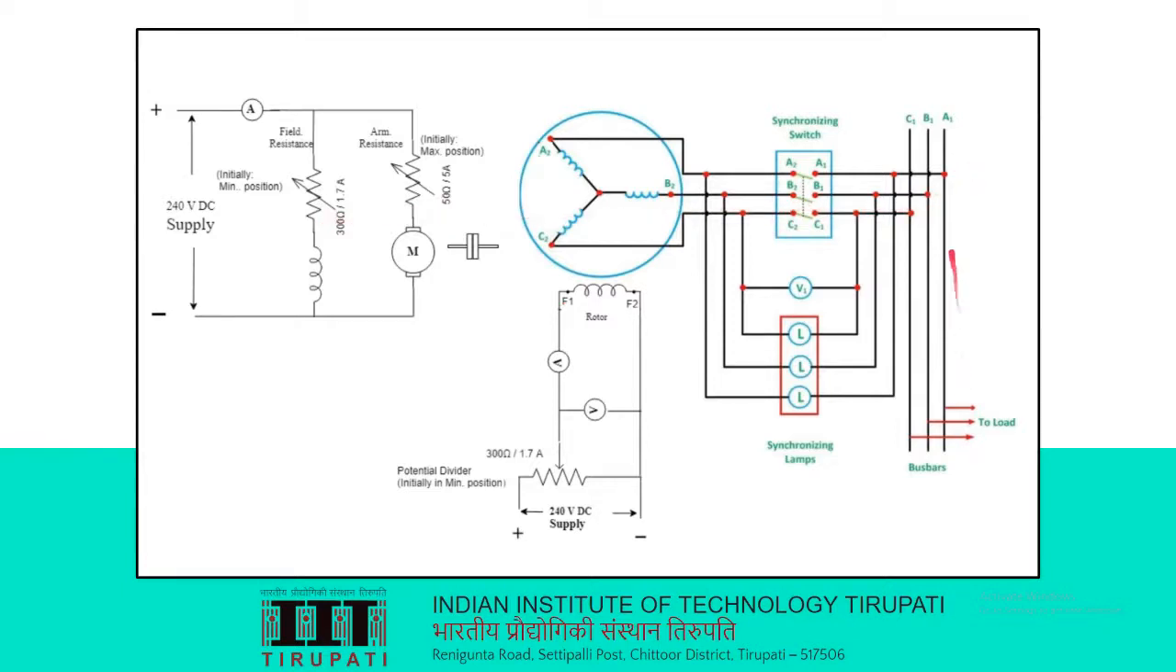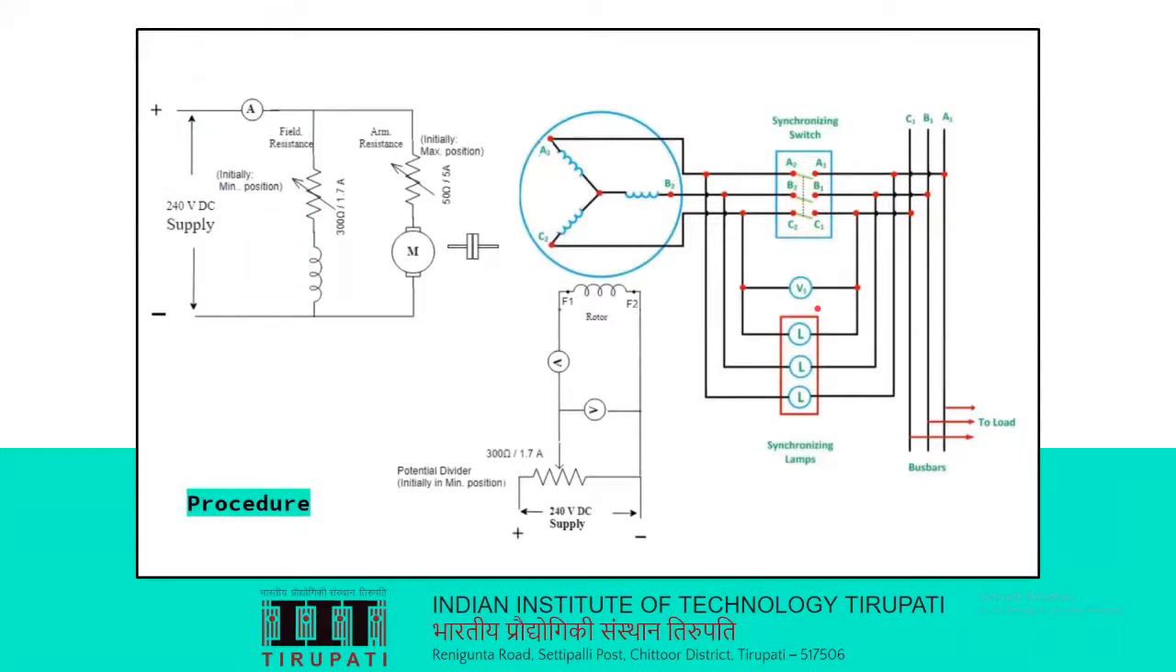This is the infinite busbar. This is the synchronization switch. One side of the synchronization switch is connected to the alternator and another side is connected to the busbar. The synchronizing lamps are connected across the same phases of alternator and busbar. This voltmeter shows the potential difference between the alternator and the busbar.